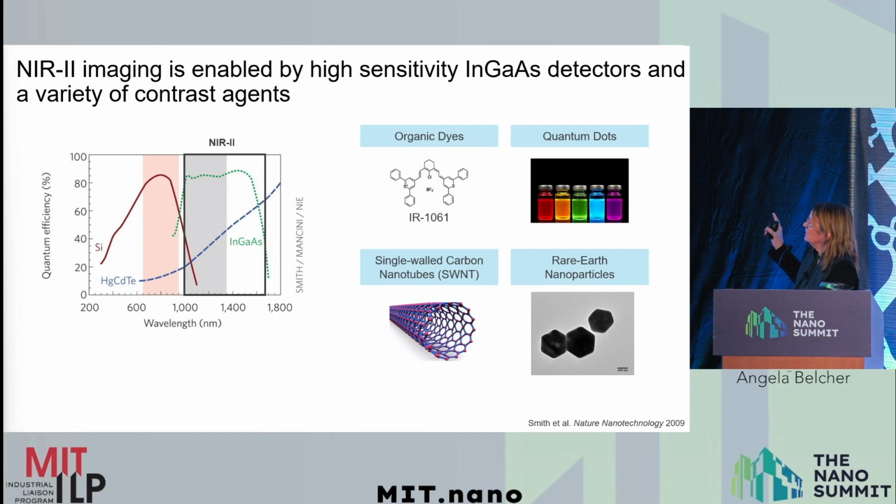So one of the things that's really interesting, as was referred to before, is when you start to shift to these wavelengths, there's fewer dyes and probes that you can use. So there's organic dyes that are in the IR. They don't tend to be as stable. There's quantum dots, which we learned a lot about. There's single-walled carbon nanotubes and rare earth nanoparticles. And so we're using an indium gallium arsenide detector to look at tissue and samples at depth.